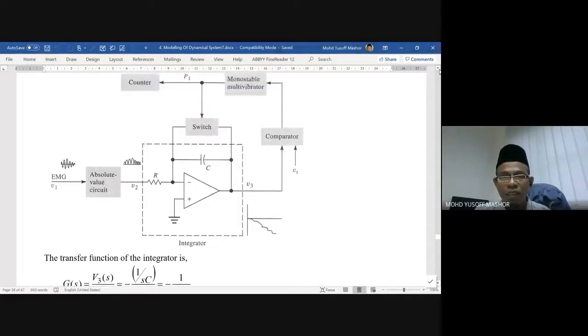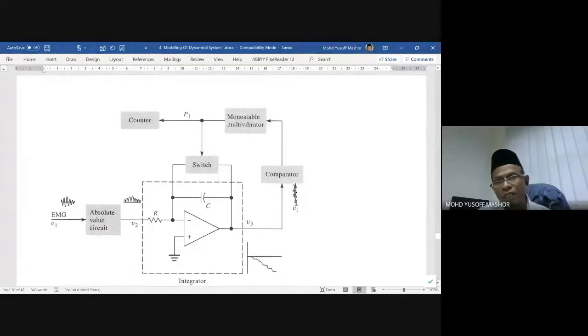So we have the comparator, another op-amp here. We set the value here. If the value is the same as our setting value, then it will send a signal to this monostable vibrator. Then this vibrator will turn on the switch and also give the signal to this counter to count once. So we're going to reduce this V3 again and again until the value of V3 equals Vt. When the value is the same, it will give one signal, and then the switch will be on here.